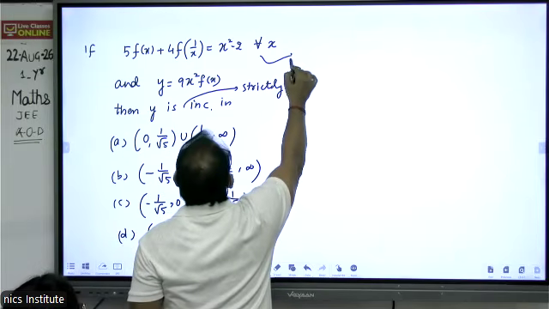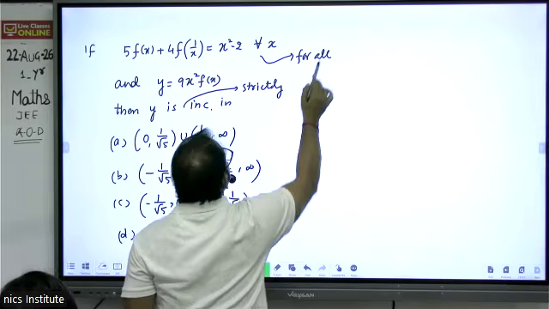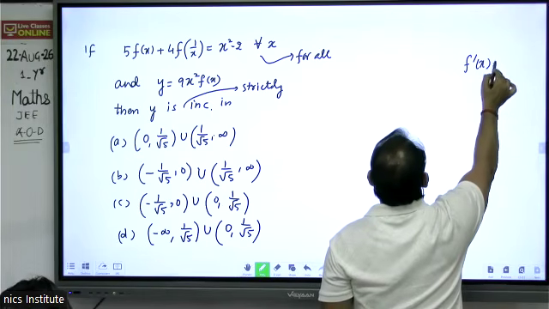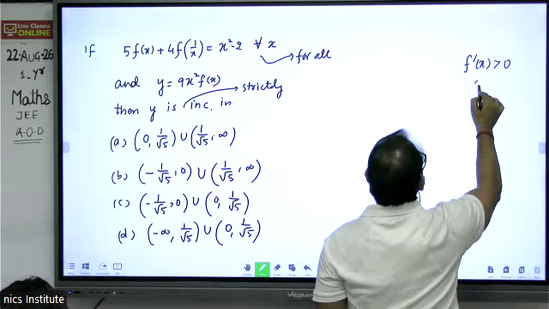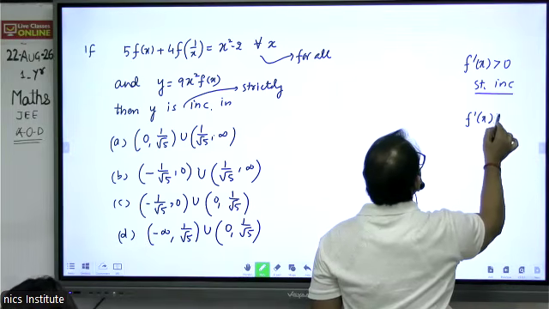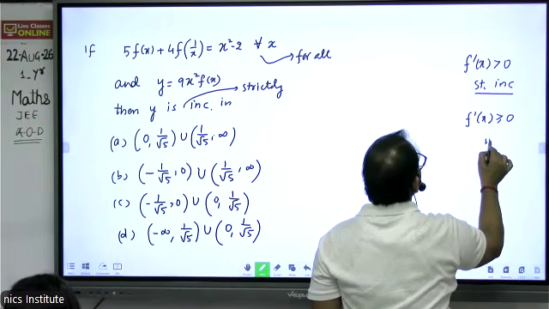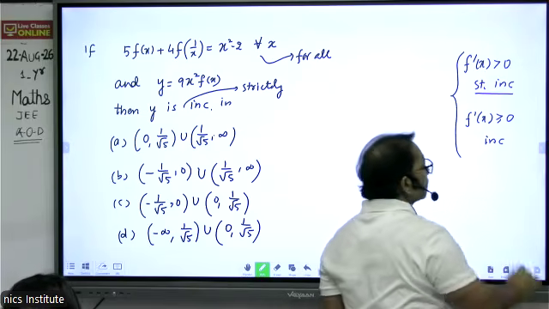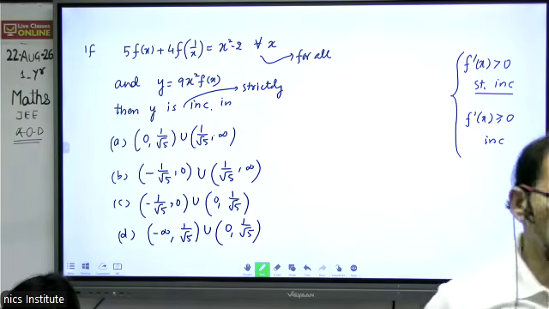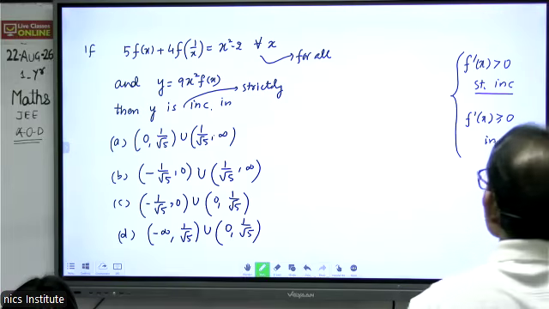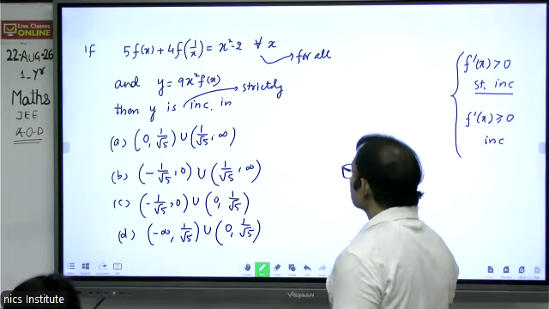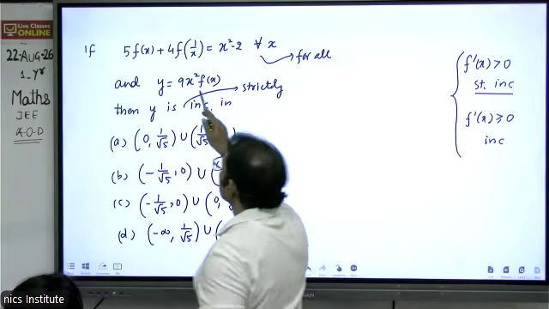This symbol is for all. You see, if f dash x is greater than 0, we say strictly increasing. If f dash x is greater than or equal to 0, it is simply increasing. So that is the difference.